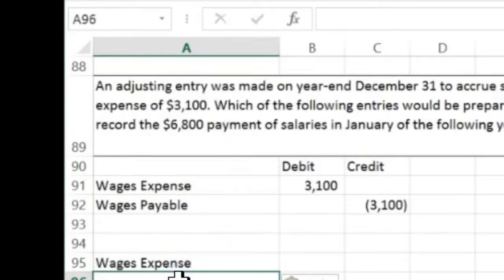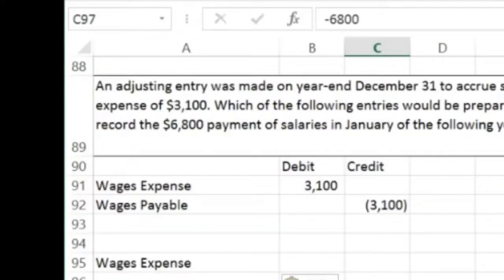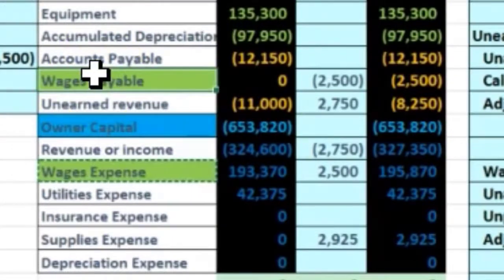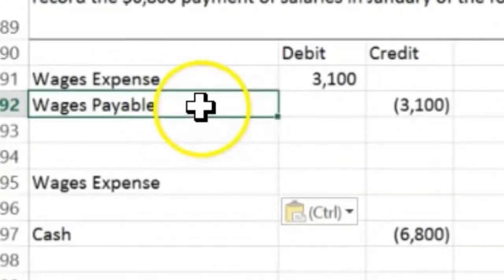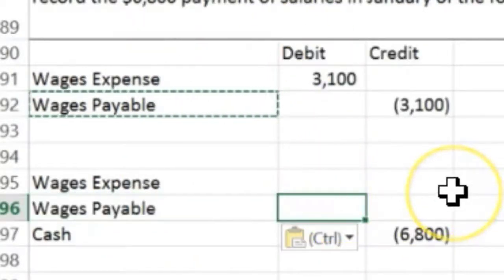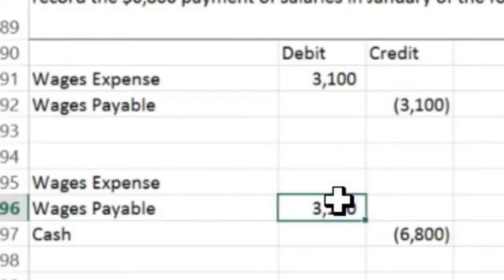Now, the problem is that only part of this $6,800 relates to the wages for the next year, for January. Some of it has already been recognized in December. How much of that $6,800 has been recognized as expense in the last year? That's our accrual entry, which is the reversal we have to make here. We have on the books wages payable, a permanent account that needs to be reversed. We're going to pull out the wages payable with a debit to make it go down to zero. We had a credit, and this brings wages payable back down to zero in January.